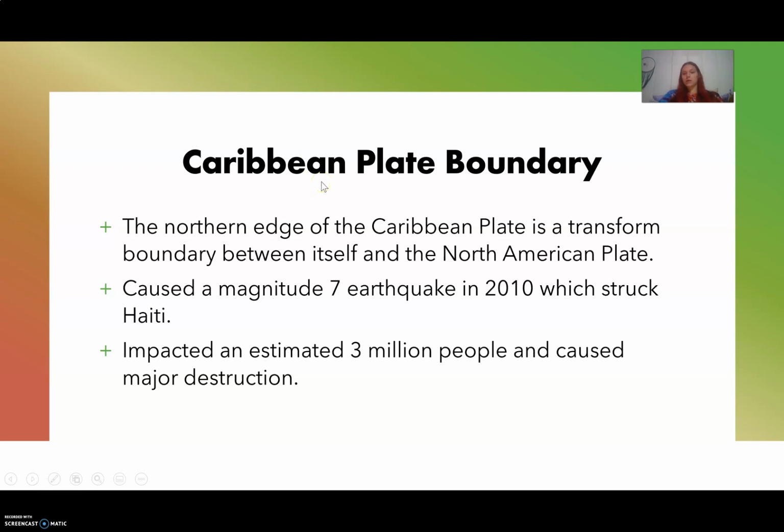Another example of a transform plate boundary is the Caribbean plate boundary, and it is on the northern edge of the Caribbean plate, between that and the North American plate. You'll find that transform boundary there. It caused a magnitude 7 earthquake in 2010, which struck Haiti, and that impacted 3 million people and caused major destruction in Haiti, and I'm sure they're still rebuilding from that destruction today.